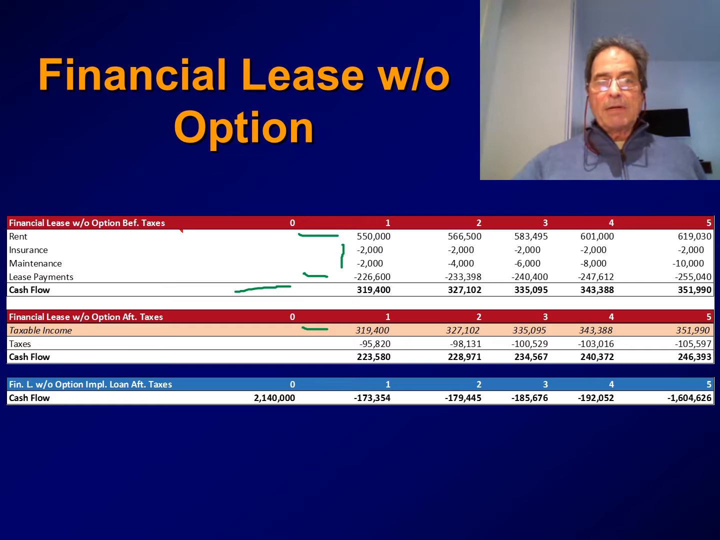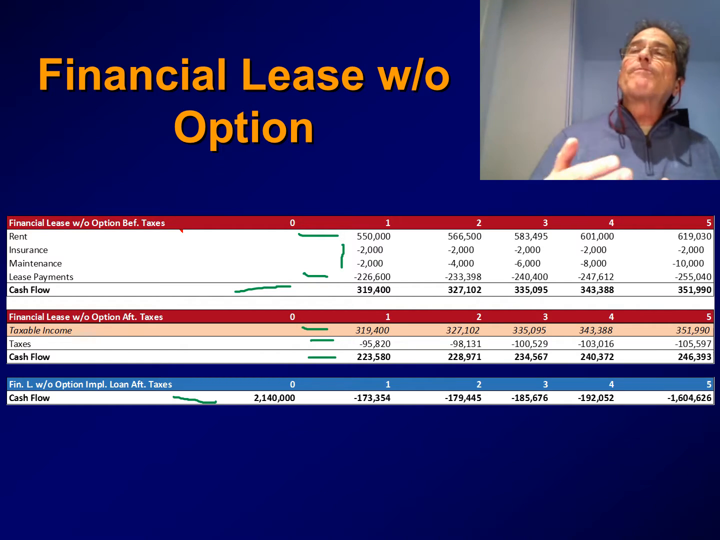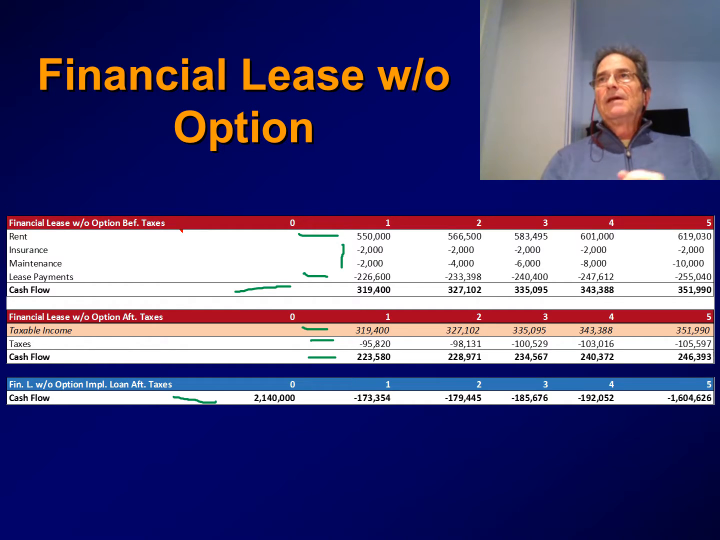Now we calculate the taxable income. We apply the corporate tax rate to this taxable income, and then we add these taxes to the previous cash flow to obtain the cash flow of the financial lease without the option after taxes. Finally, to obtain the loan implicit in this financing arrangement, we subtract from this cash flow that we just obtained the cash flow of purchasing the property cash after taxes. So the cash flow corresponding to the financial lease without the option minus the cash flow of purchasing the property cash will give us the loan associated with the financial lease without the option.